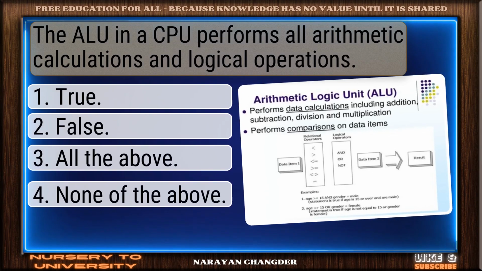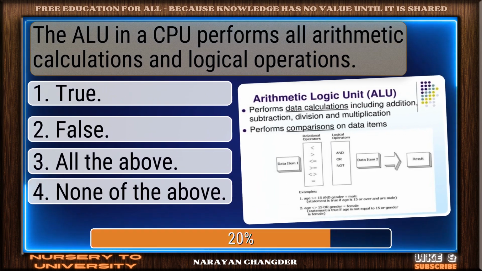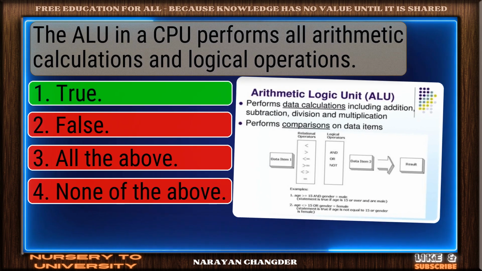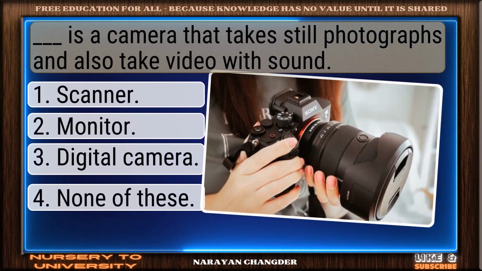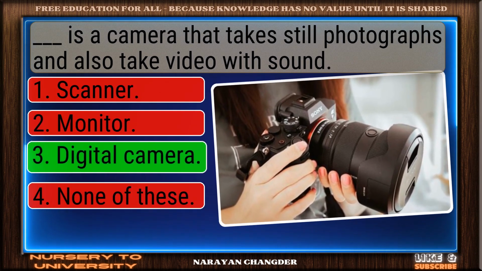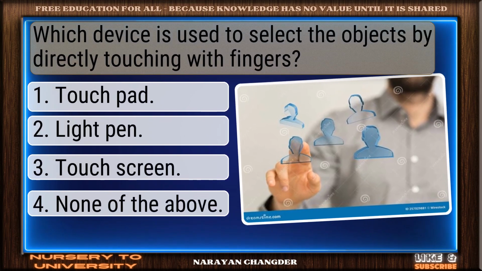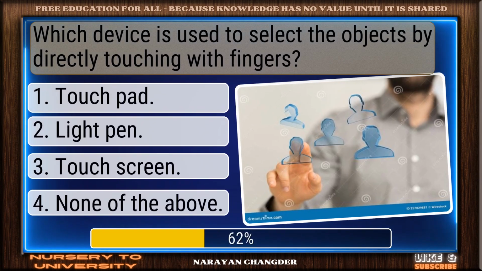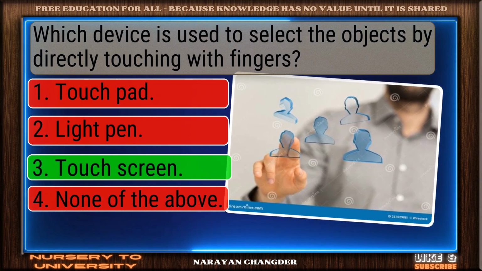The ALU in a CPU performs all arithmetic calculations and logical operations. Right again. True is a valid answer. Dash is a camera that takes still photographs and also takes video with sound. Excellent. Digital camera is a brilliant choice. Which device is used to select the objects by directly touching with fingers? Well picked. Touch screen is the correct answer.